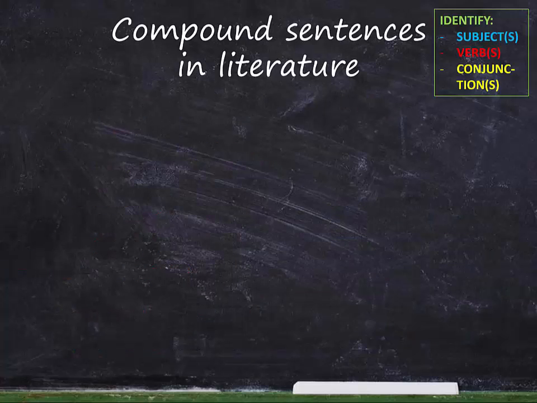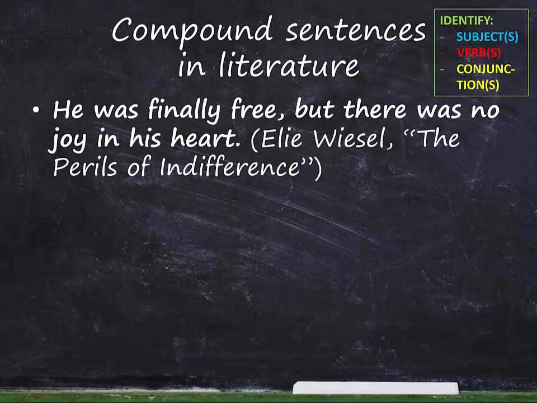Ready to see compound sentences in literature? Let's have some more Elie Wiesel. He was finally free, but there was no joy in his heart. Find the subjects and verbs and see how the two clauses are joined. This one has a comma plus a FANBOYS conjunction. Next.